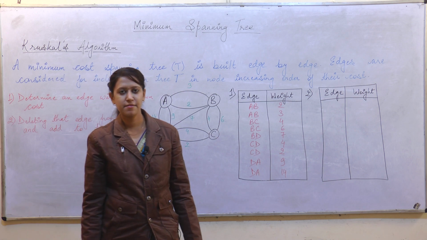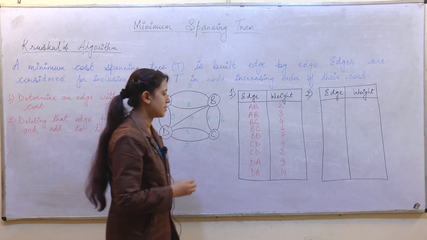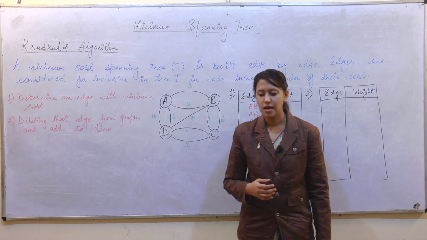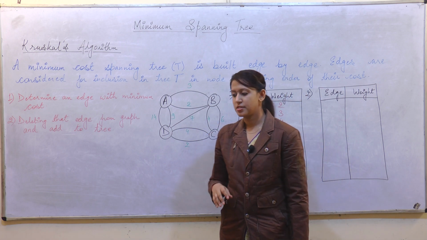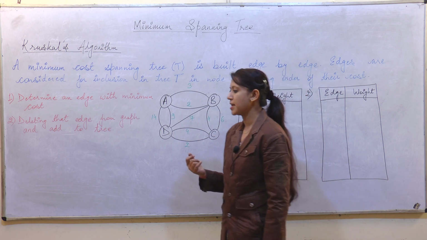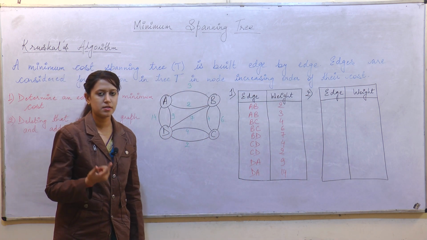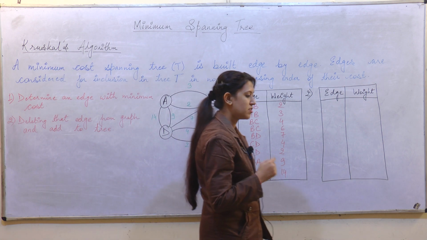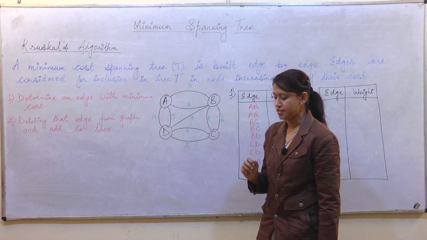In last lecture we discussed the introduction of spanning tree and then we studied the basic properties of the spanning tree and the minimum spanning tree. As I told you in the last lecture, for implementing minimum spanning tree we have two algorithms. The first one was Kruskal's algorithm and the second was Prim's algorithm. So in today's lecture we will discuss Kruskal's algorithm.